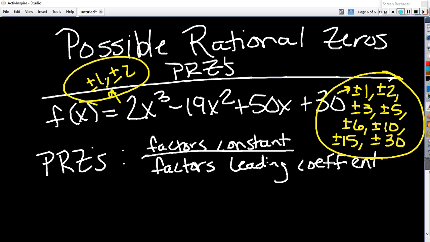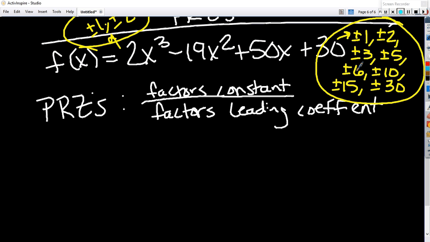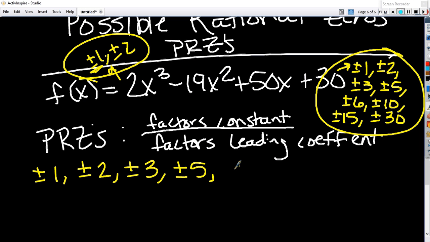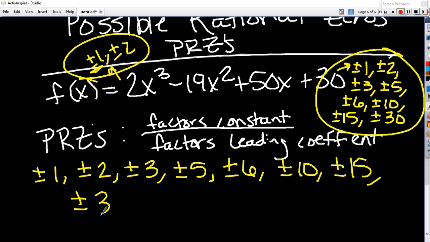So what I generally do is I'll take the constant factors and I'll divide them first by 1. Okay? So it would be 1, 2, 3, 5, 6, 10, 15, and 30. Are we all in agreement? Because that's divided by 1, right? Now I take them all and I divide them all by 2. But you don't have to repeat anything if it repeats.